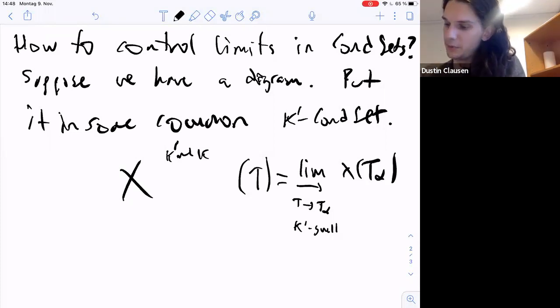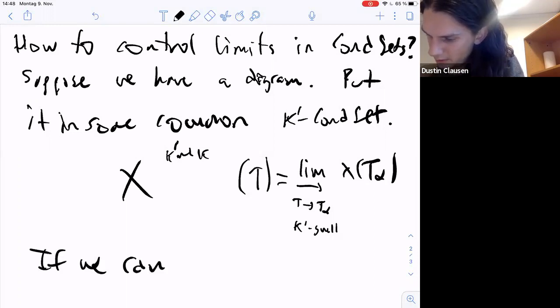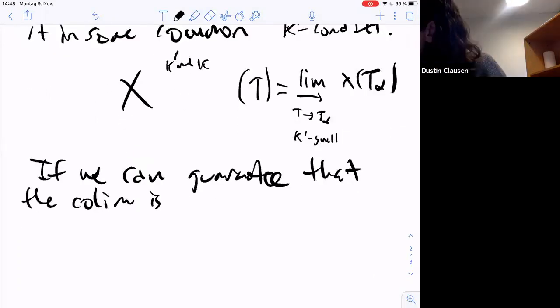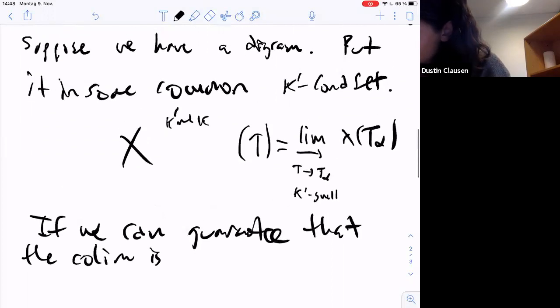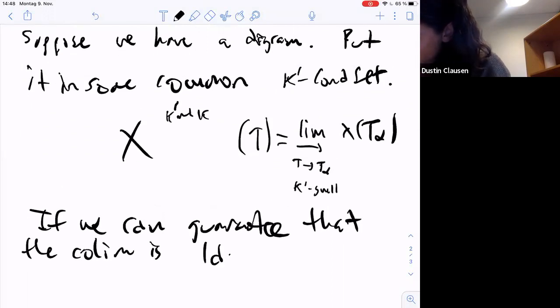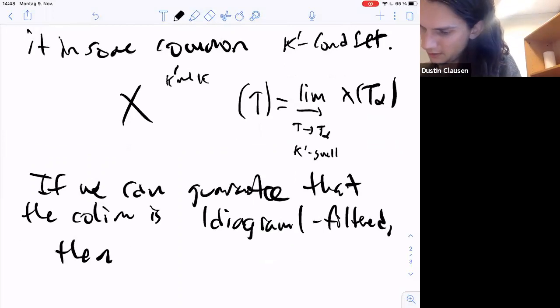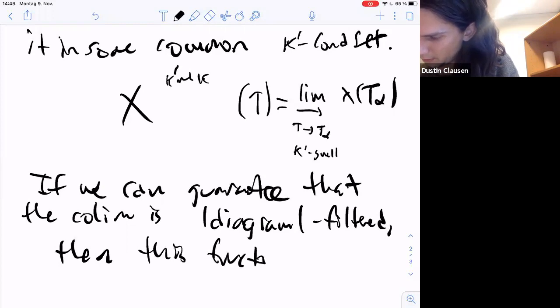Right. And so the point is, if we can guarantee that the colimit is cardinality of the diagram filtered, then this functor will commute with the limit over the diagram.